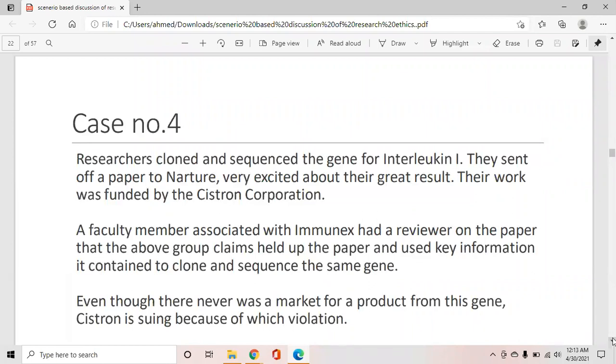Case number 4. Researchers cloned and sequenced the gene for interleukin 1. They sent off a paper to Nature, very excited about the great result. Their work was funded by Cistron Corporation. A faculty member associated with Immunex was a reviewer on the paper, and the above group claims he held up the paper and used key information it contained to clone and sequence the same gene. Even though there never was a market for a product from this gene, Cistron is suing because of which violation?